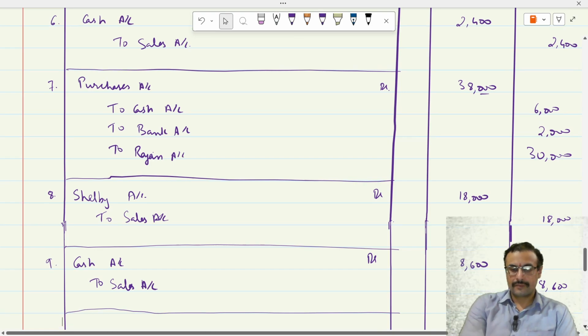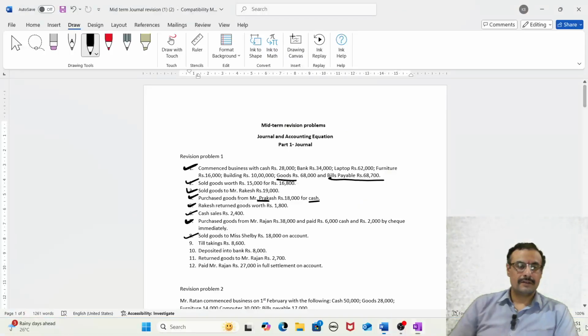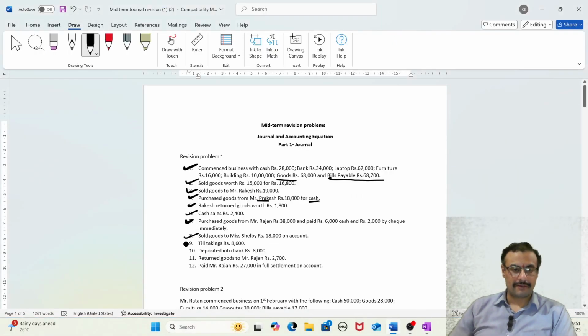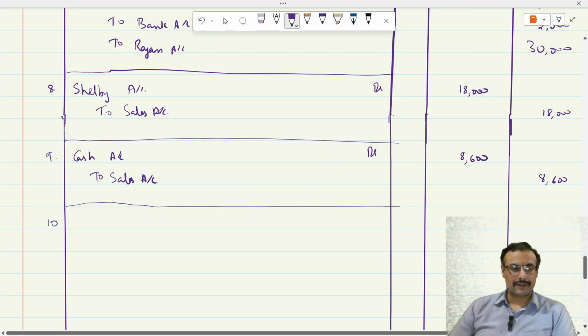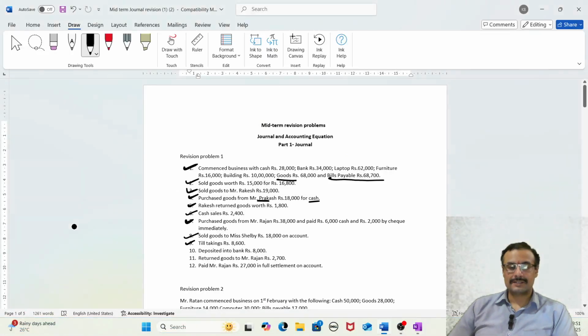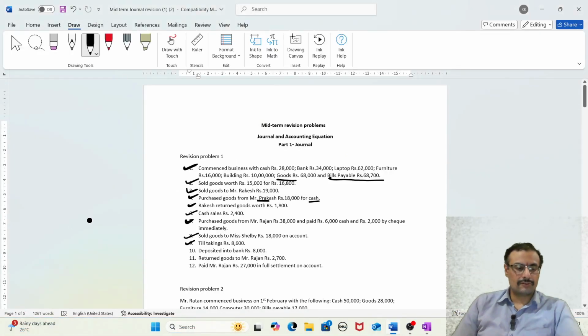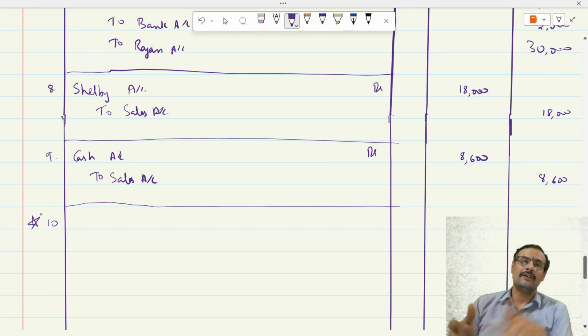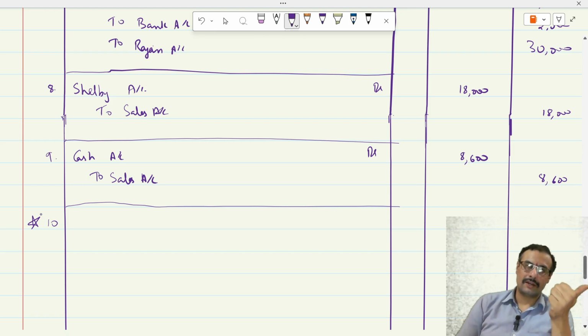Alright. Then 10th one, deposited into bank. One of the favorite, this one. This is a contra entry. Alright. Now how do you do this one? 10th one. Please mark this as important. In your solution also, I will mark this as important for you. There are 3 transactions that you should always read or revise before you go to exam. 1. Deposited into bank.